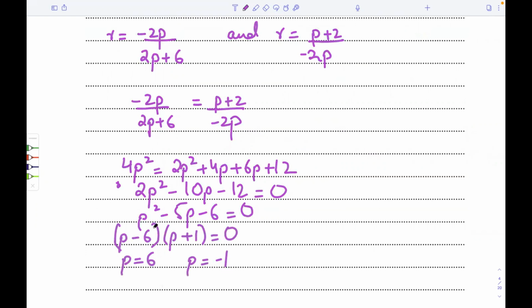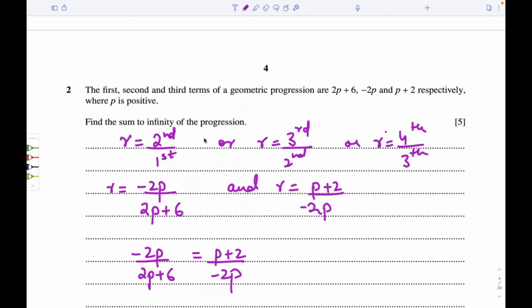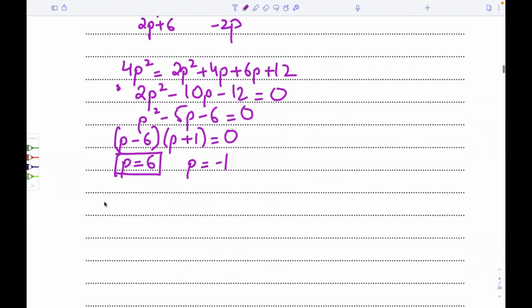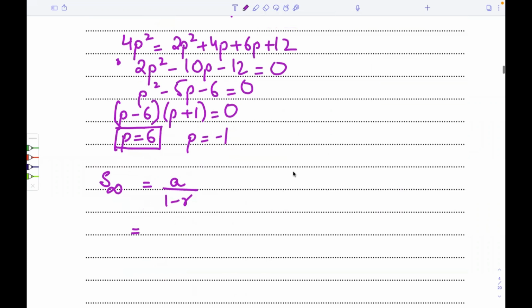Now as p has to be positive, this is the value of p that we will be taking for the next part, which is finding the sum to infinity. Now the formula for the sum to infinity is a divided by 1 − r, where a is the first term and r is the common ratio. We know that a = 2p + 6. Taking p = 6, we get a = 18: 2 times 6 is 12, plus 6 is 18.